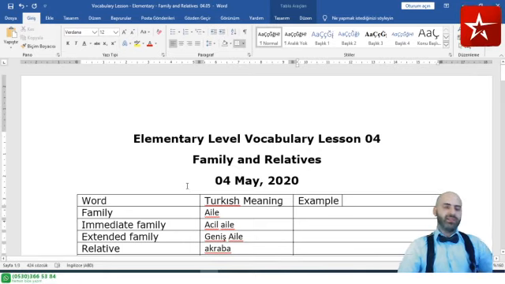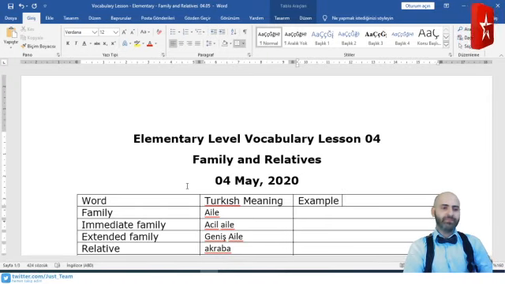Okay, so let's start. Our topic today is family and relatives. Family is a group of people you live with. Okay, who you live with, this is your family. Turkish meaning, it says Aile, of course. And we have two different types of family. We have immediate family and we have extended family.